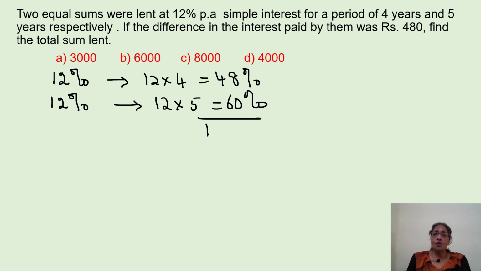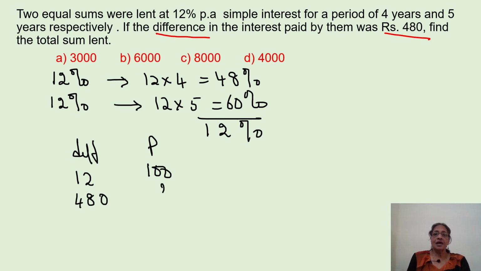So now we don't need to add this. What we need to do is find the difference. Now why the difference? Because in a sum we are given that the difference in the interest was 480. So how much is the difference here? The 12%. Now simple, if the difference is 12%, the principal is 100. If the difference is 12, the principal is 100. If the difference is 480, how much is the principal?